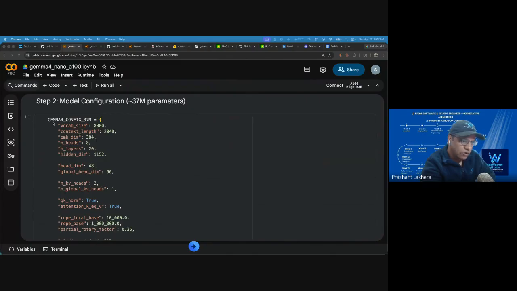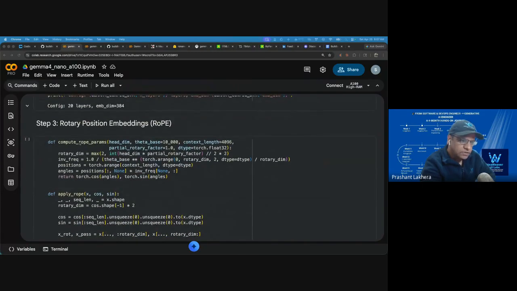And we are going to discuss what these model specific configurations are. Next, once we are done with that, we are going to define something called rotary position encoding. So the text we are going to send to a large language model, we are going to send it in parallel. So we need to define the position where exactly each token lies.